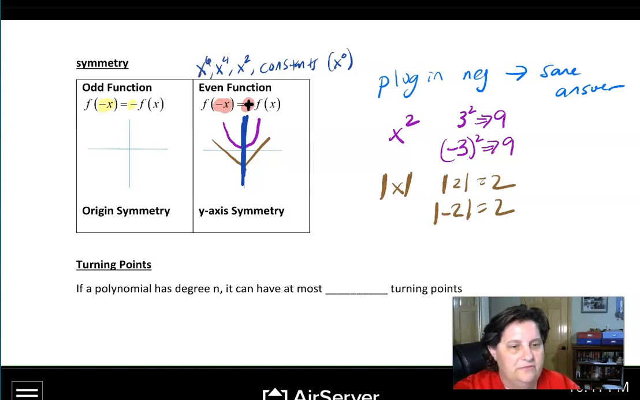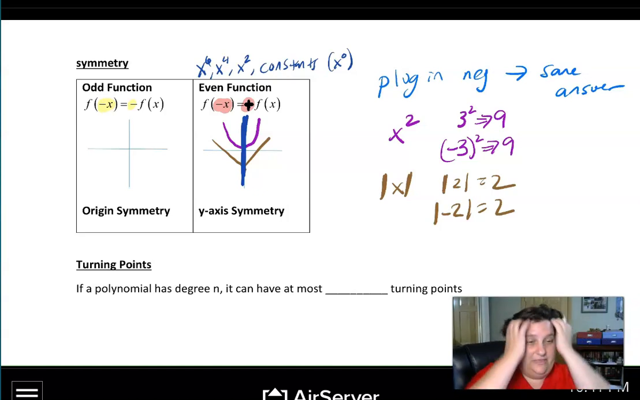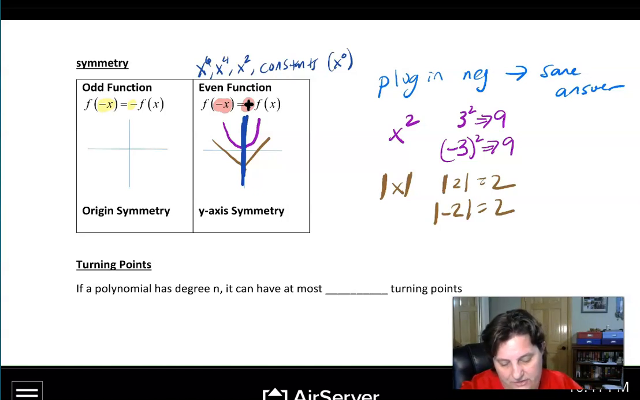Now, there are other even functions. Like I pointed out, absolute value is an even function. If I remember correctly, cosine of x is an even function. Okay, there are other even functions. All right, let's go ahead and look at an odd function now.